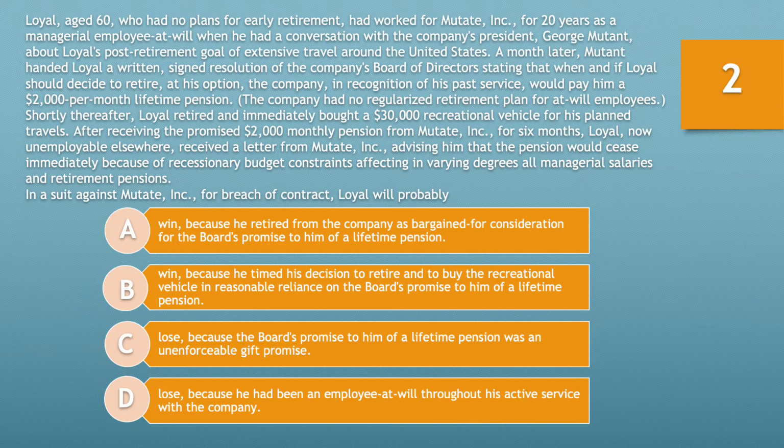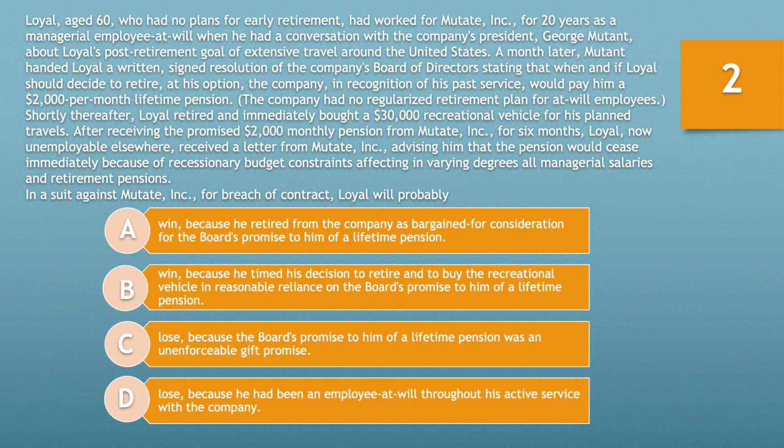The company had no regularized retirement plan for at-will employees. Shortly thereafter, Loyal retired and immediately bought a $30,000 recreational vehicle for his planned travels. After receiving the promised $2,000 monthly pension from Mutate Inc. for 6 months, Loyal, now unemployable elsewhere, received a letter from Mutate Inc.